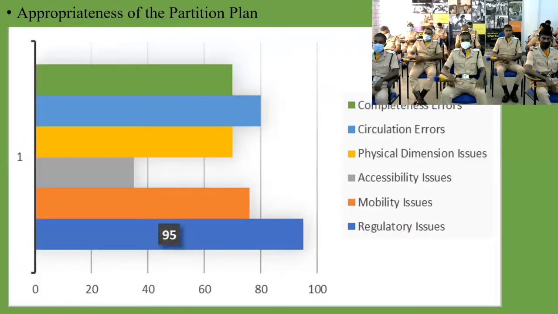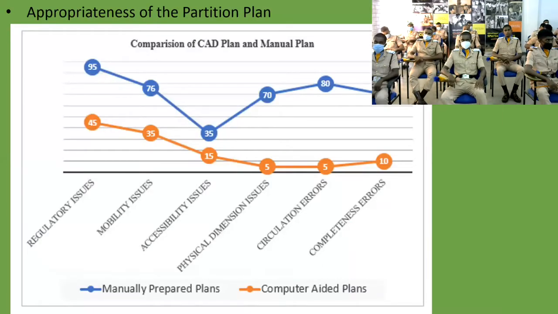When we look at the completed survey plans, 95% have regulatory acceptance. Next, circulation errors within the subdivision, mobility issues, accessibility issues, and physical dimensions required by the planning agencies are also highlighted. When we compare manually prepared plans with computer-aided plans, we can clearly see that in the computer-aided environment they could reduce those regulatory issues.